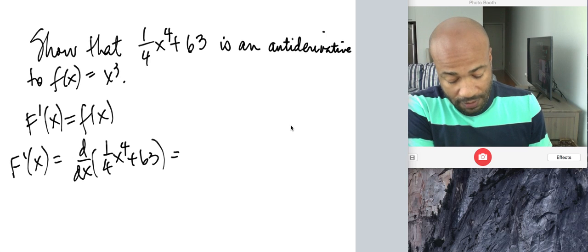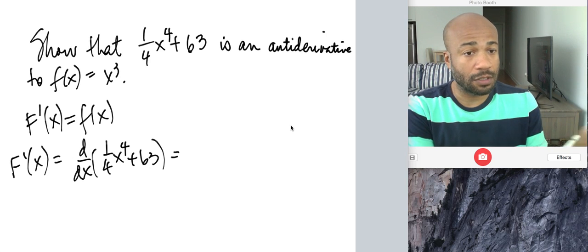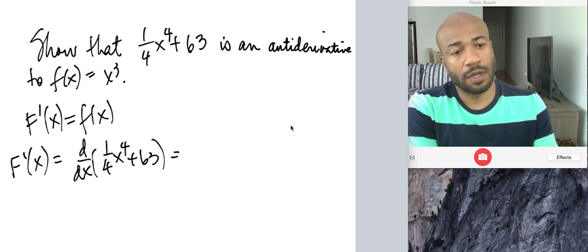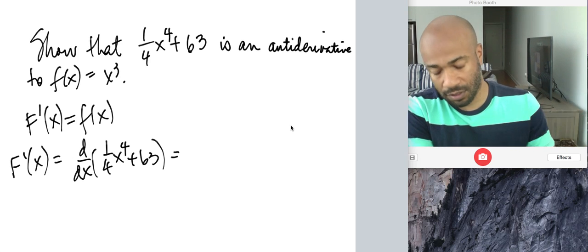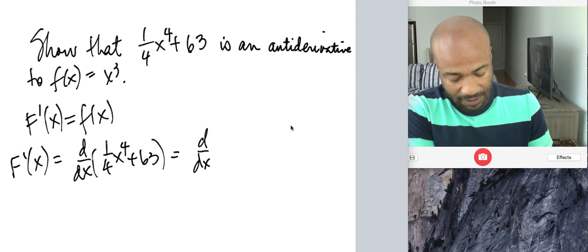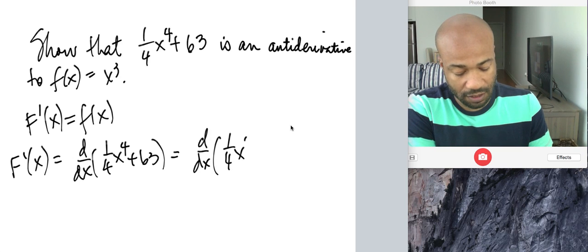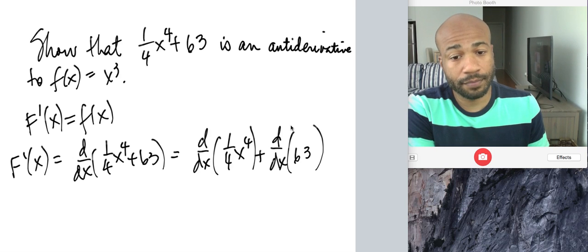We know that differentiation is linear. That means if you add two functions, taking the derivative of the sum is the same as taking the derivative of each function and adding them. So we get the derivative of 1/4 x to the fourth plus the derivative of 63.